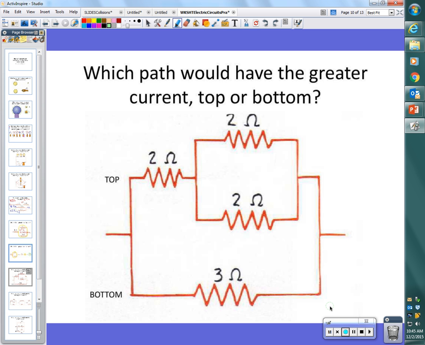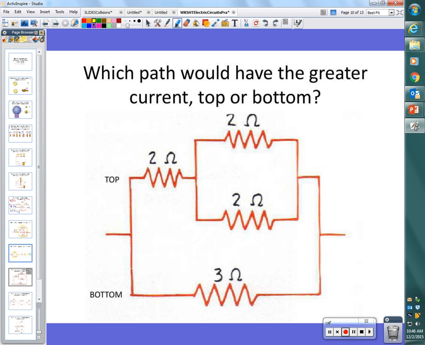The next picture looks like this. Which path would have the greater current, top or bottom? Now, in my second period class, we got this far, and we discussed that there is actually a correct answer here: neither one of these paths, the top or the bottom, would have current, because in this picture there is no voltage source. So technically you would say that neither one of them has current. But let's say that they are connected to a voltage source. If that's the case, which one would have the greater current, top or bottom?